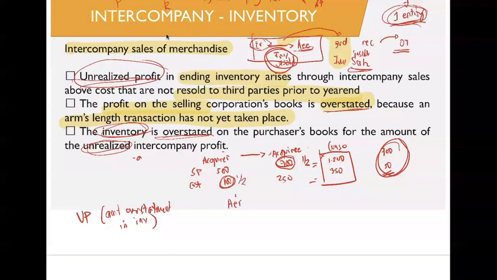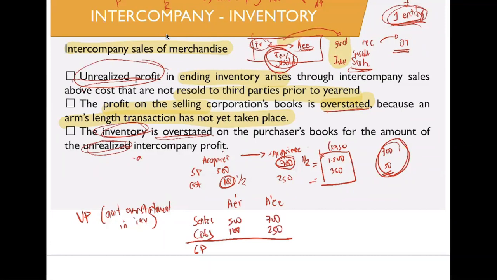So we have here acquirer and then we have here your acquiree. So the total sales, total cost of goods sold, and total gross profit. So 500, 100, 700, at saka 250. How much is the gross profit of acquirer? 400. How much is the gross profit of acquiree? 700 less 250. This will give us 450.